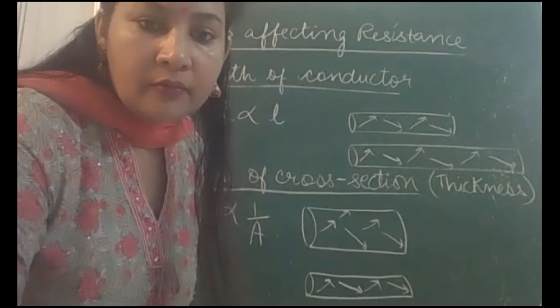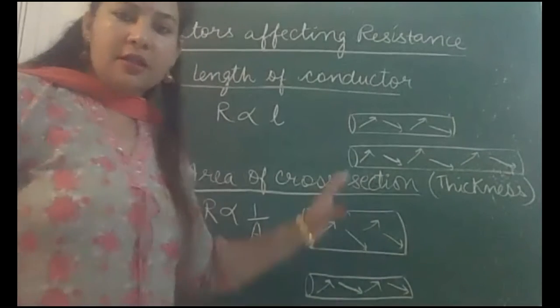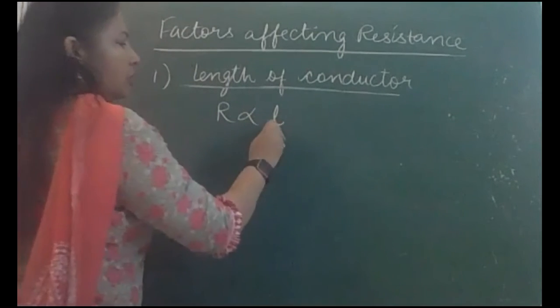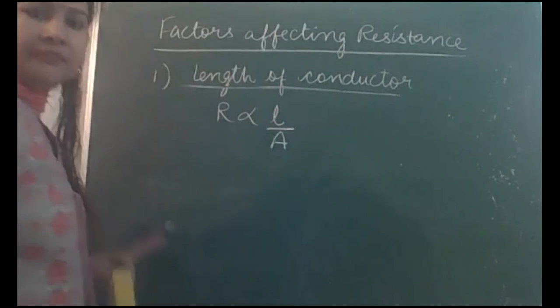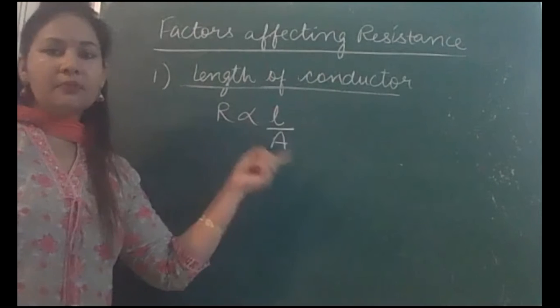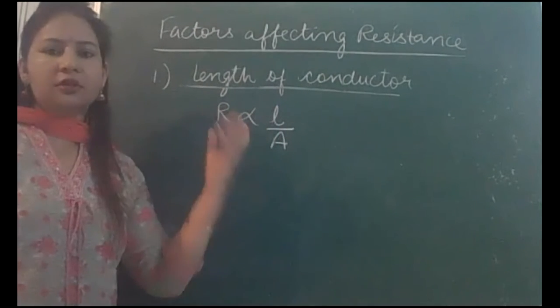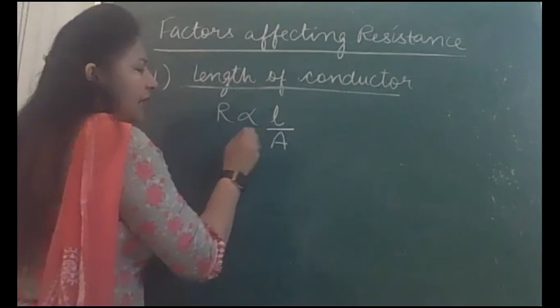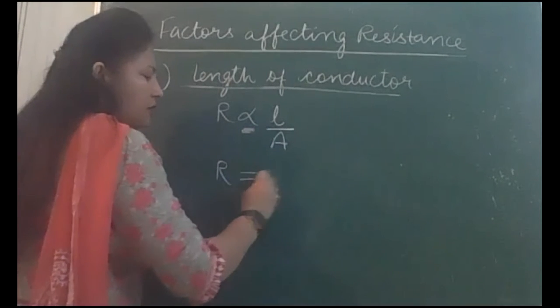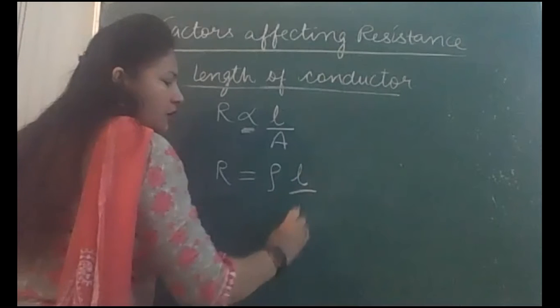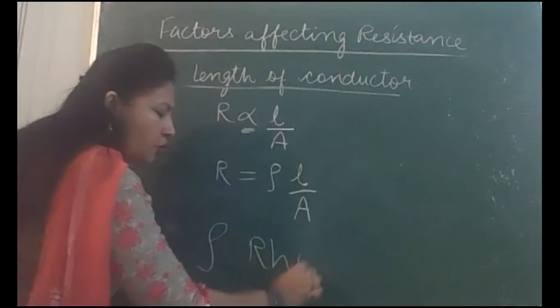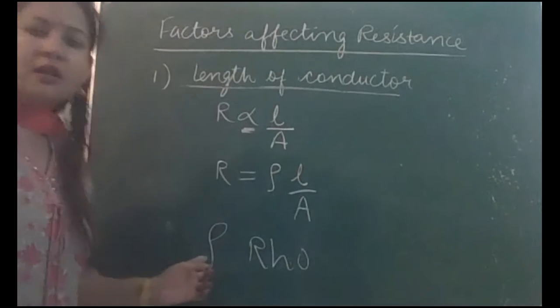नहीं है. So combining both the results in one formula, R is proportional to L by A, we can write. Directly proportional to L, inversely proportional to area of cross section, combining both in one. Okay, and now when we remove this sign of proportionality, we introduce a constant here, rho. This is a Greek symbol, rho. We pronounce it rho.